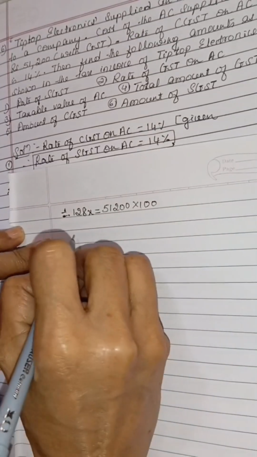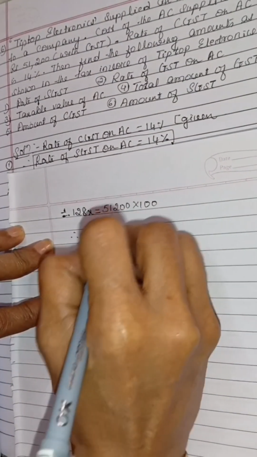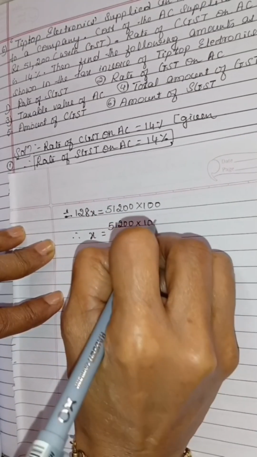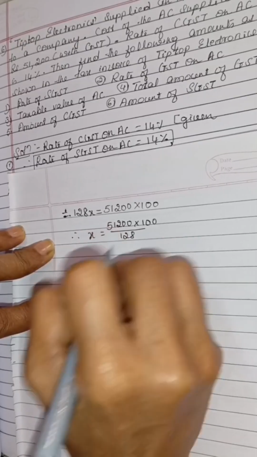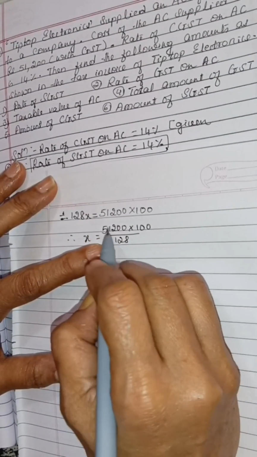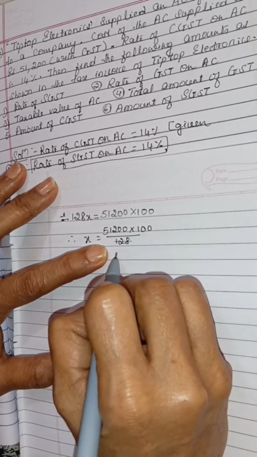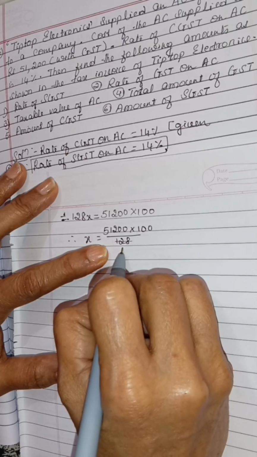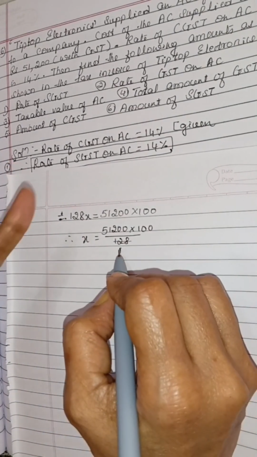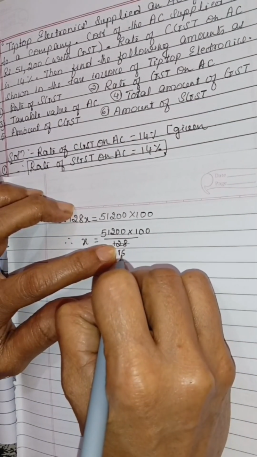Now we have to find X. So X is 51,200 multiplied by 100 in the numerator, and 128 comes to the denominator. Here, see, this is the 8 table. 8 ones are 8, 8 sixes are 48.